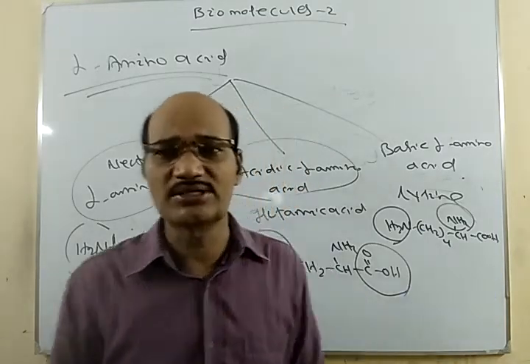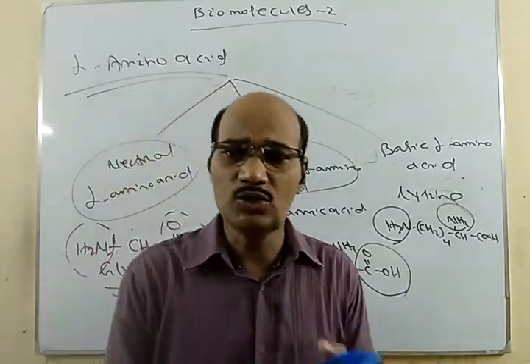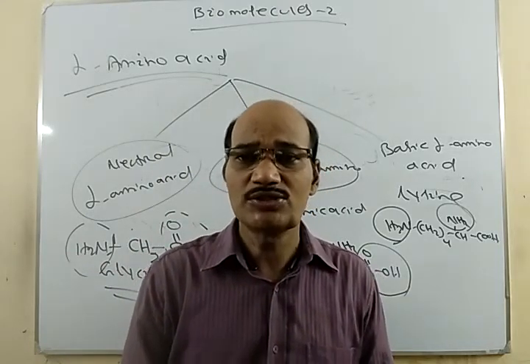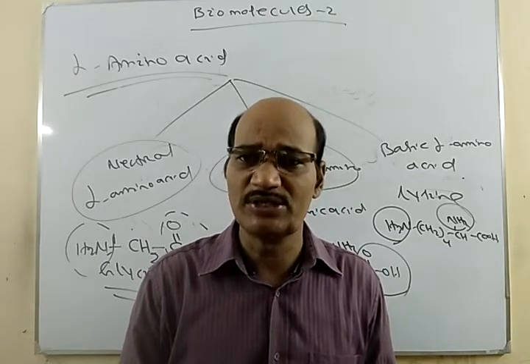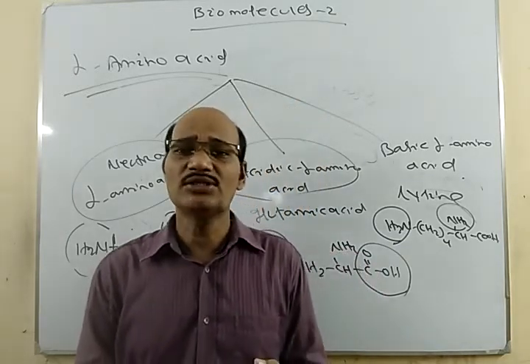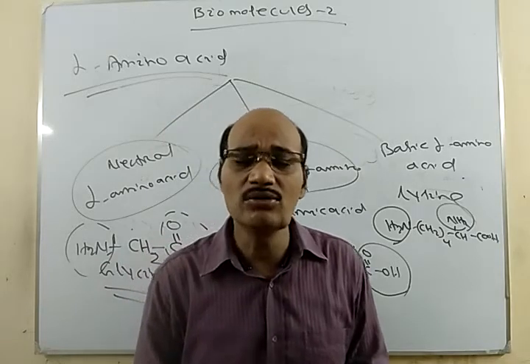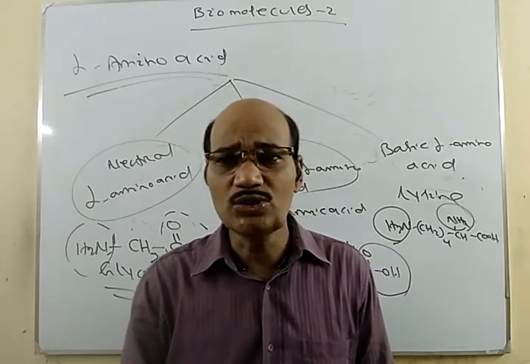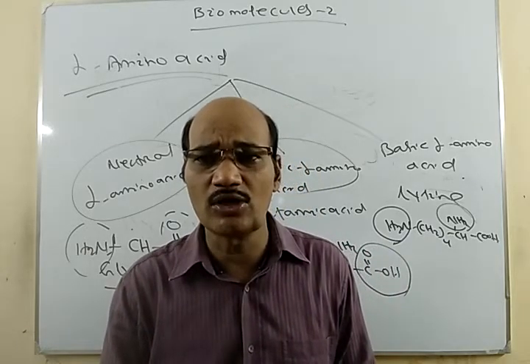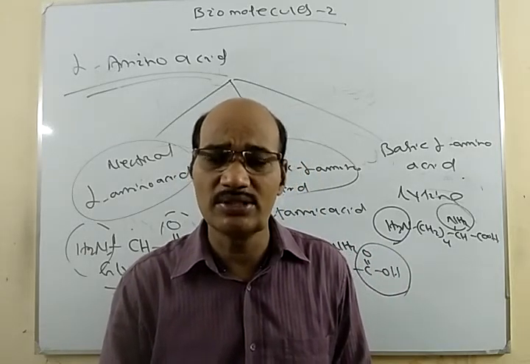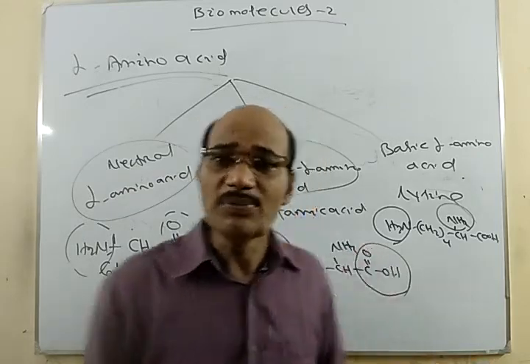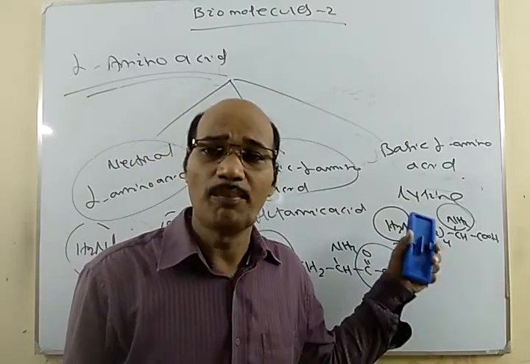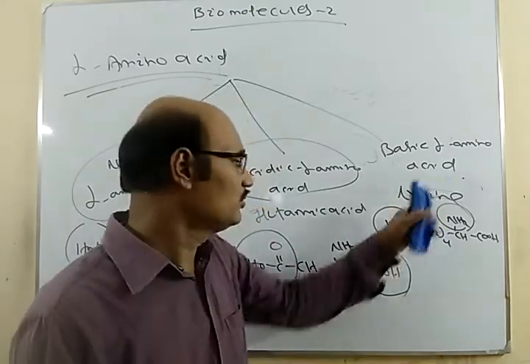So alpha amino acids are classified into neutral, acidic, and basic depending upon the number of COOH and NH2 groups present. If only one COOH and one NH2 group are present, it is called what? Neutral alpha amino acid like glycine. If we have two COOH groups and one NH2 group, it is called what? Acidic alpha amino acid like glutamic acid. And if we have two NH2 groups and one COOH group, it is called what? Basic alpha amino acid like lysine.